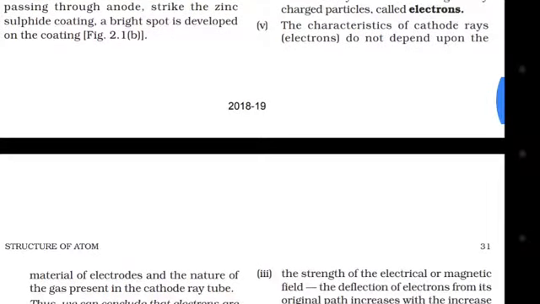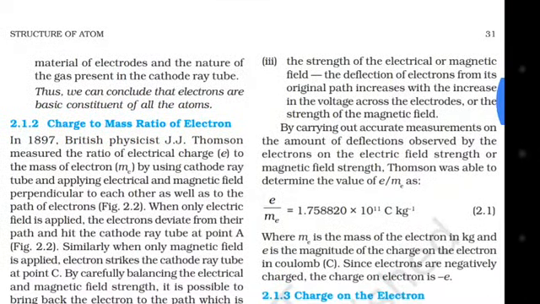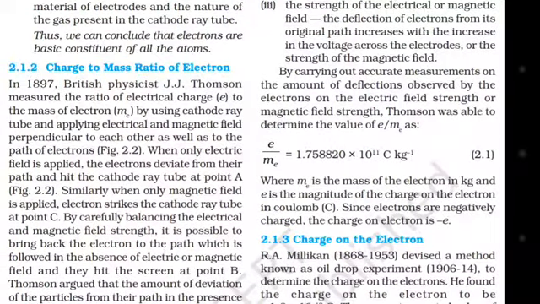Fifth, the characteristics of cathode rays (electrons) do not depend upon the material of electrodes and the nature of the gas present in the cathode ray tube. Thus, we can conclude that electrons are basic constituent of all the atoms.